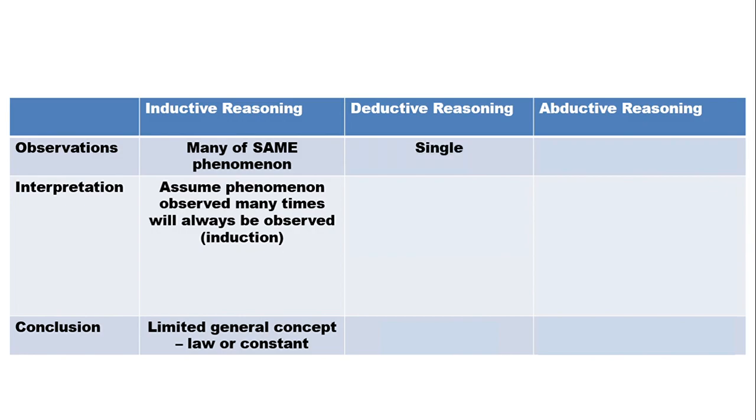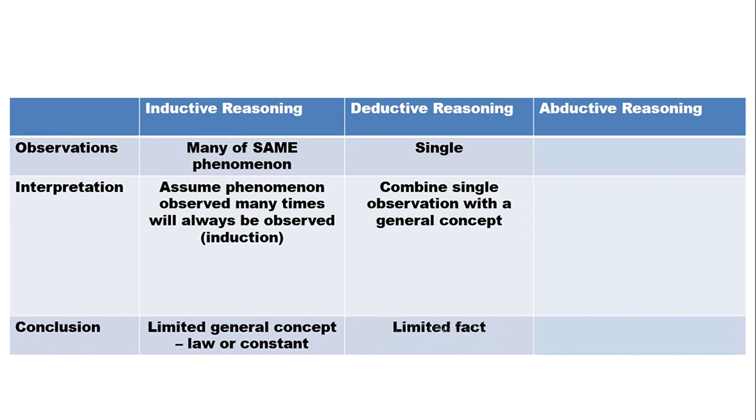Deductive reasoning, on the other hand, remember, involves only a single observation, but that single observation must be combined with a general concept. And the conclusion we come up with is another limited fact. Okay, so limited fact plus general concept gives us a new limited fact.